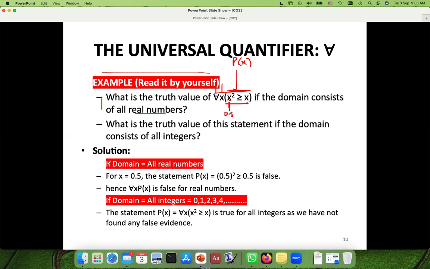So for the first portion, if the domain is all real numbers, when you take this 0.5, the statement p of x is this: p of x, 0.5 squared greater than 0.5. I have not written it out like 0.25; you can do it by yourself. So this value will become 0.25, which is less than 0.5. So then this becomes false. Hence, I can say that for every x, p of x is false for real numbers. And similarly for all integers, the answer is right there. You can read it by yourself.